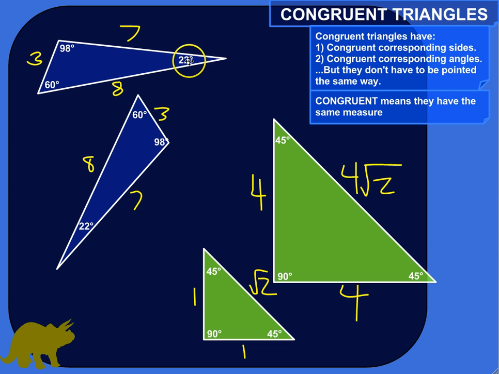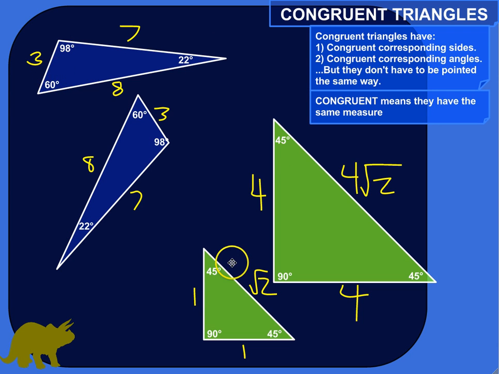Let's check this one. Between 22 degrees and 60 degrees, the length of that side is 8. Same thing with this triangle. Between 22 and 60, the length is 8. And between 60 and 98, the length is 3. Same here, 60 and 98, length is 3. So these two triangles, although they're pointed in different directions and located in different areas of this plane, are congruent because they have congruent corresponding sides, 7, 7, 8, 8, 3, 3, and congruent corresponding angles, 98, 98, 22, 22, 60, 60.